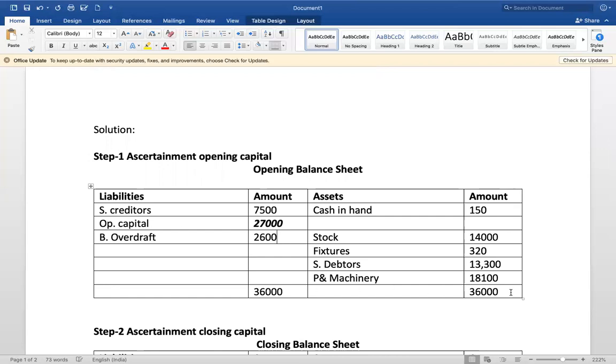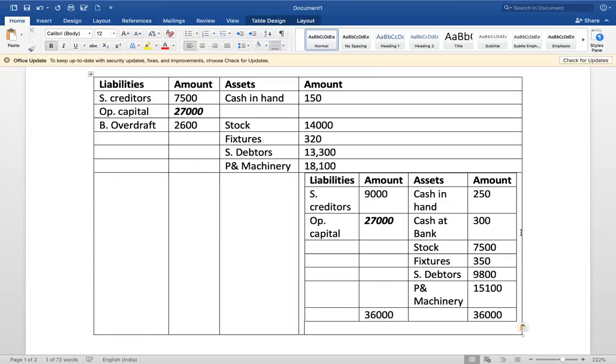And what is the total? Total is not 36,000. 150 plus 14,000 plus 320 plus 13,300 plus 18,100 gives you 45,870. This is the total, and this total is taken on the left side also.